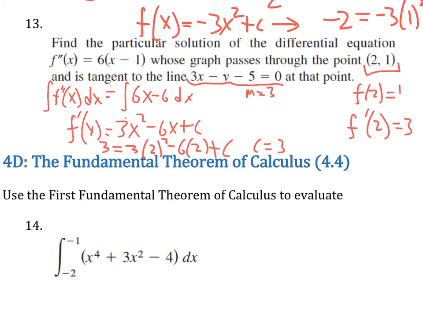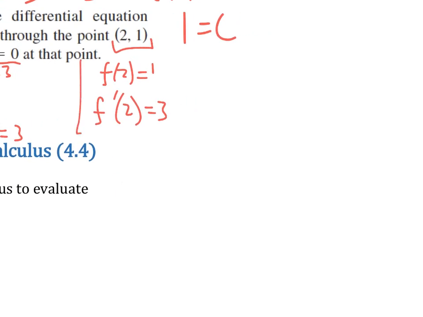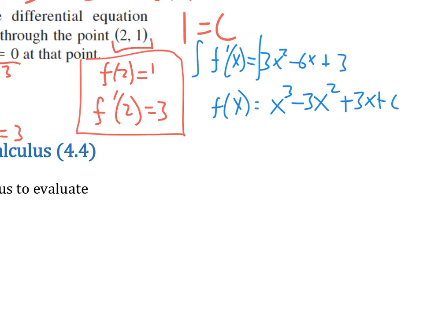Okay? So that tells us what we've got for f prime. Let's come on over here. So f prime of x is equal to 3x squared minus 6x plus 3. If we integrate both sides, we're going to get f of x is equal to x cubed, we divide by 3, and that 3 goes away. This will be x squared, divide the 6 by 2, and you'll get 3 here, plus 3x plus another c.